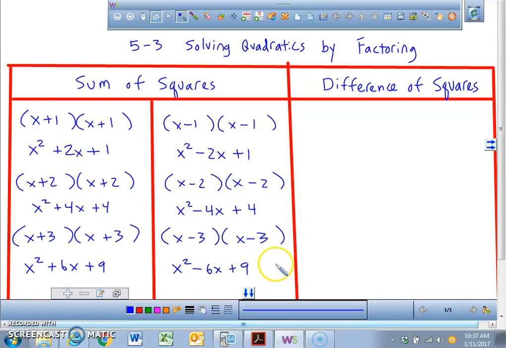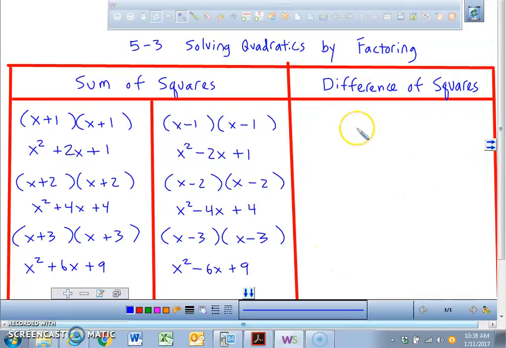All right? So the pattern that I want you guys to recognize, in order to get these multiplied perfectly, you don't have to use the FOIL method. There's a quick little pattern. Take those numbers and add them together, get the middle term, multiply them together, get the last term. Now we're going to talk about the difference of squares.